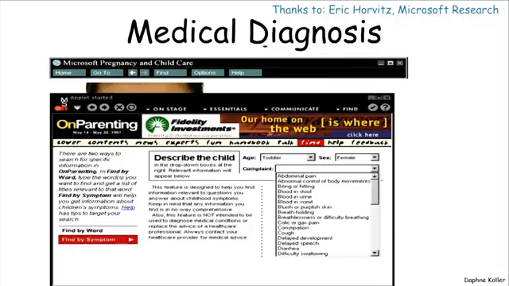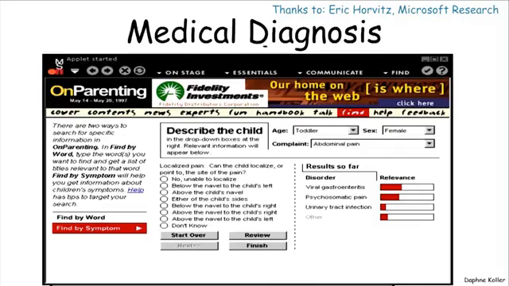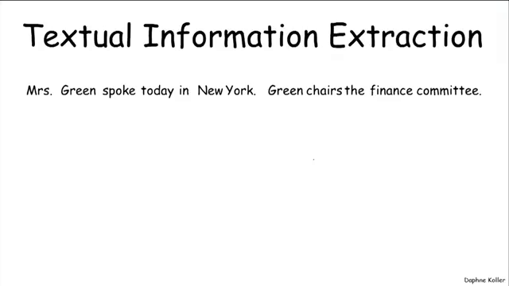And the site was called On Parenting, and parents could enter the primary complaint and then were led through a series of questions that allowed the system to provide a probability distribution over the most likely diagnoses of what was ailing the child. A very different application is one of textual information extraction, where we might have an article from, say, a newspaper, and we'd like to take this unstructured data and convert it into a structured form.